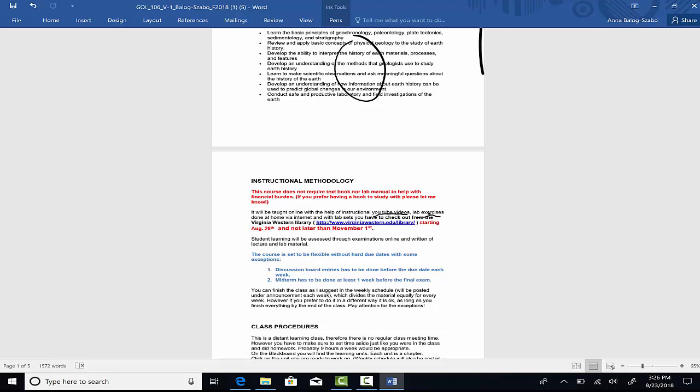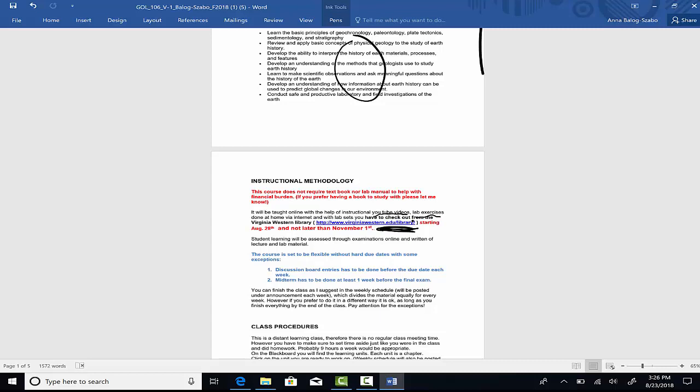If you don't live in Roanoke, Virginia, then you can call the library, and this is their web address. So you can find a phone number there. You can call them, and they will send it to you, and then you will have to send it back.